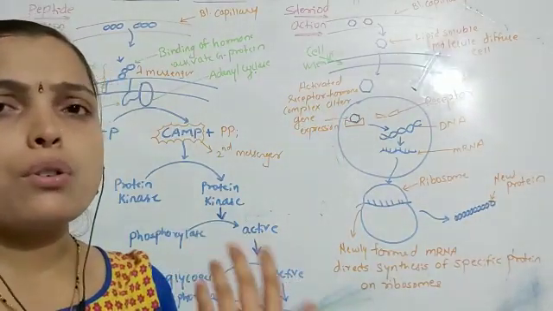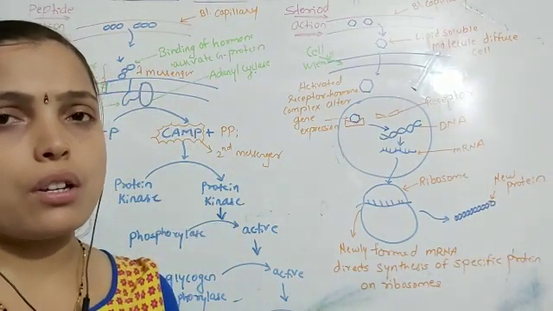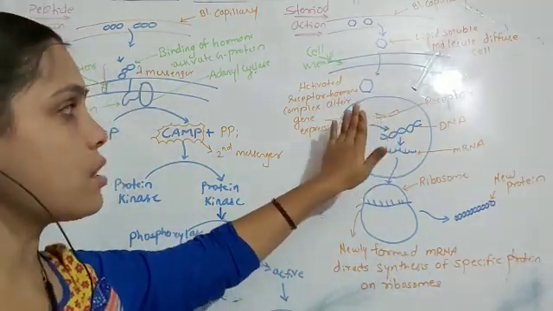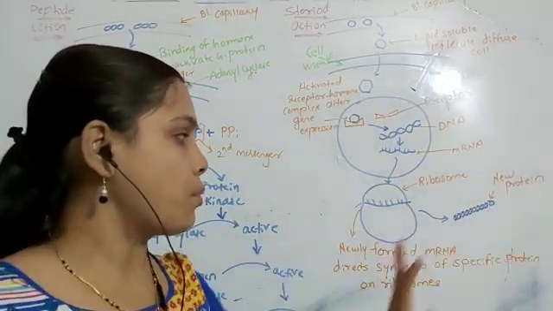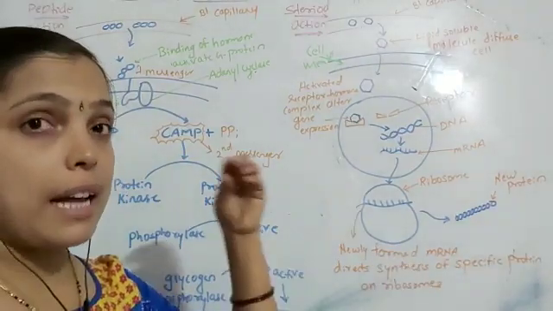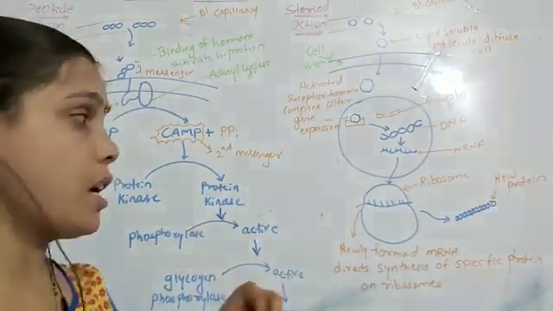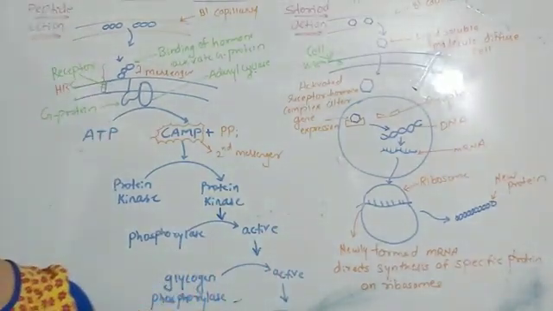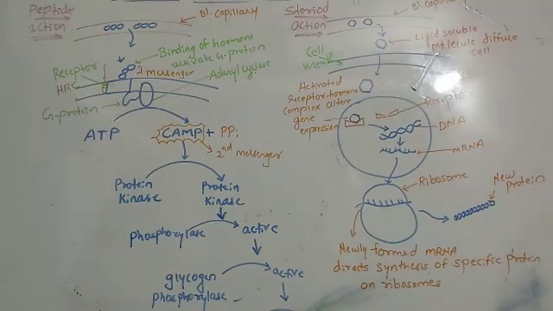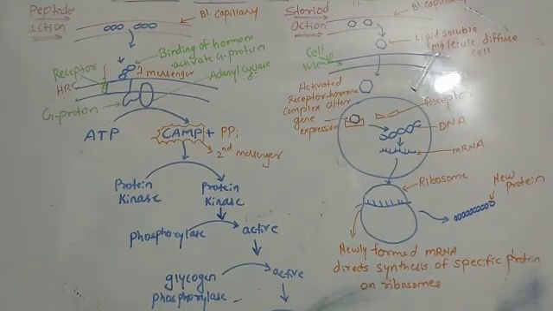Is that clear to all of you? So this is how it occurs in the steroid actions. Definitely they have to reach the nucleus, inside the nucleus, to bring about the new formation of proteins here. So this newly formed mRNA directly synthesizes the specific protein on the ribosomes here. Okay, so I hope all of you students are very clear on these actions called peptide action and steroid action. That is our last point, the mechanism of hormone actions here.